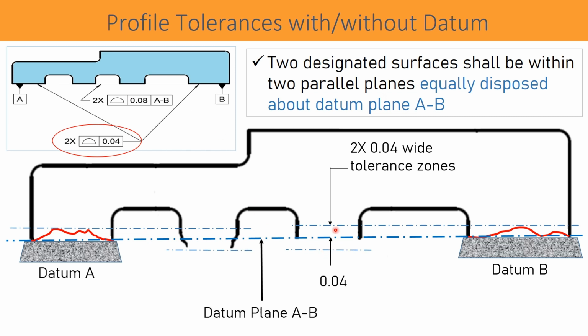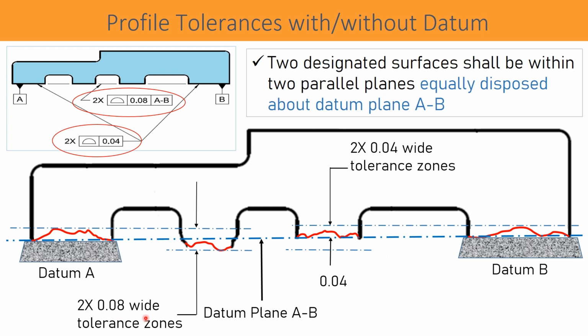in both sides, plus and minus, and the actual surfaces of this and this should be within 0.08 from datum A dash B. So, this is datum A dash B, this is the total tolerance zone 0.08 and both the surfaces are well within the tolerance zones.